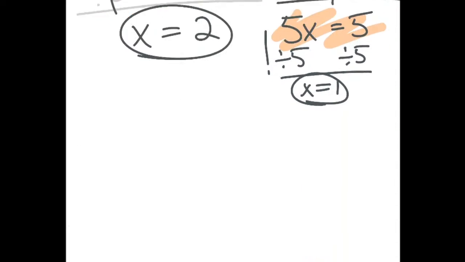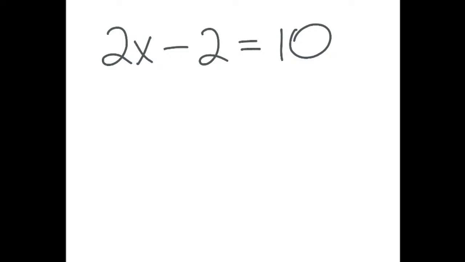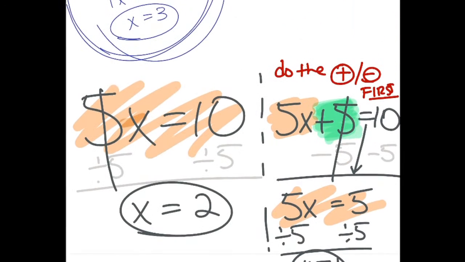Let's work another one. Now, if that was too fast, rewind the video until you see it. I'm going to work one more slow, and then I'm going to give you a whole bunch to work on your own, okay? All right. Remember, I said there is not much of a difference between a two-step or a one-step. Just do the plus minus first, and you'll be okay.